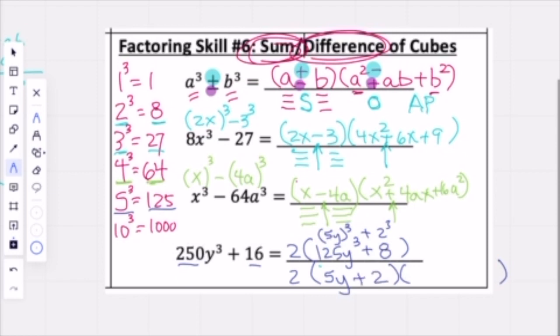Now, using that binomial to create our trinomial, let's take that 5y and multiply it by itself, and it's going to give us 25y squared. We're going to take that 5y, multiply it by the 2, and it's going to give us 10y. And that 2 times itself is going to give us a 4. Now this plus means that the sign in the middle is going to have to be opposite, or minus, and that end term is going to be positive because the end is always positive.